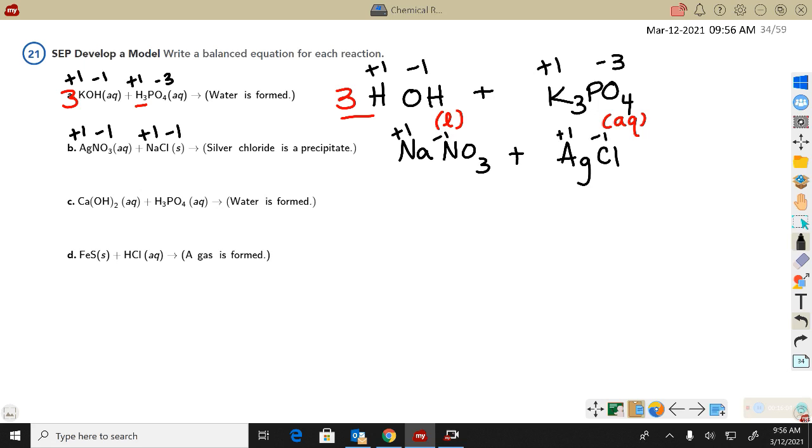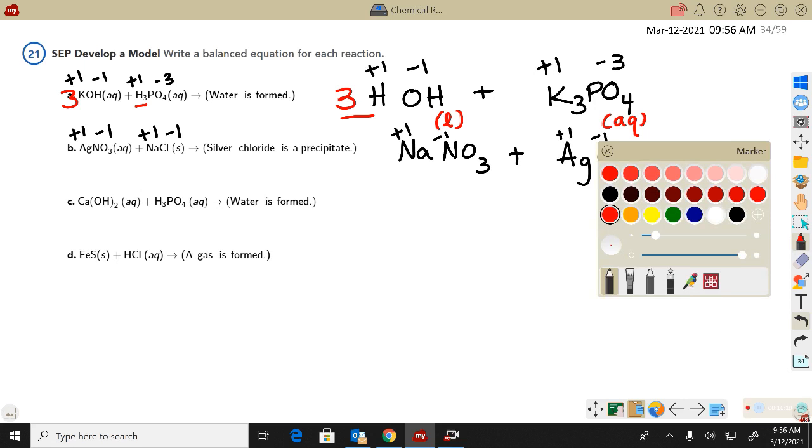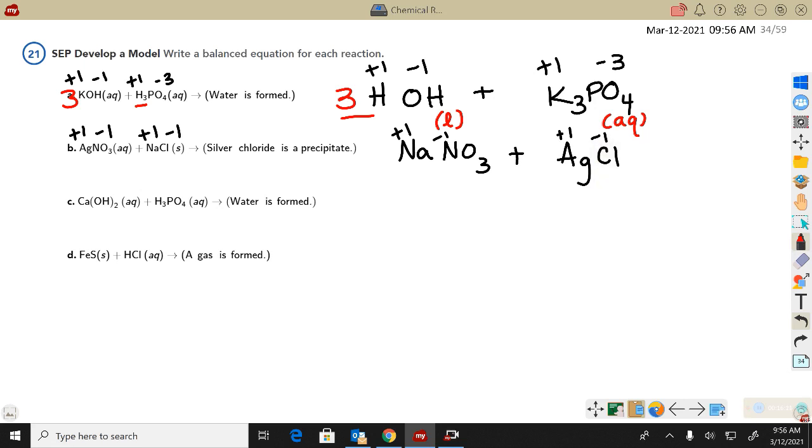But check this out. Everybody's +1, -1. So they're all neutral, which then also means that I don't even have to balance this. There's one of everything. So then for the phases, they are telling me that there's a precipitate of silver chloride. So that means this is my solid. Then the other product must be my aqueous ionic solution, sodium nitrate.